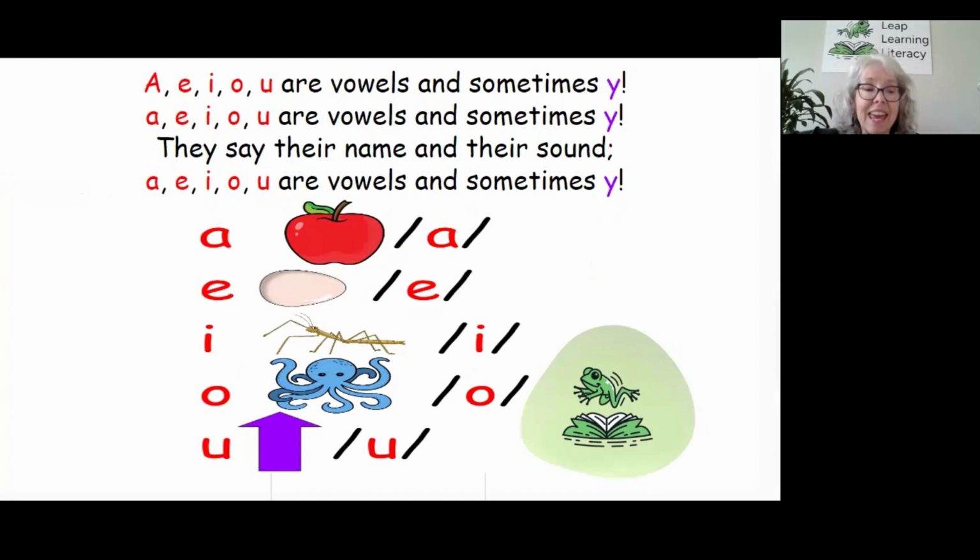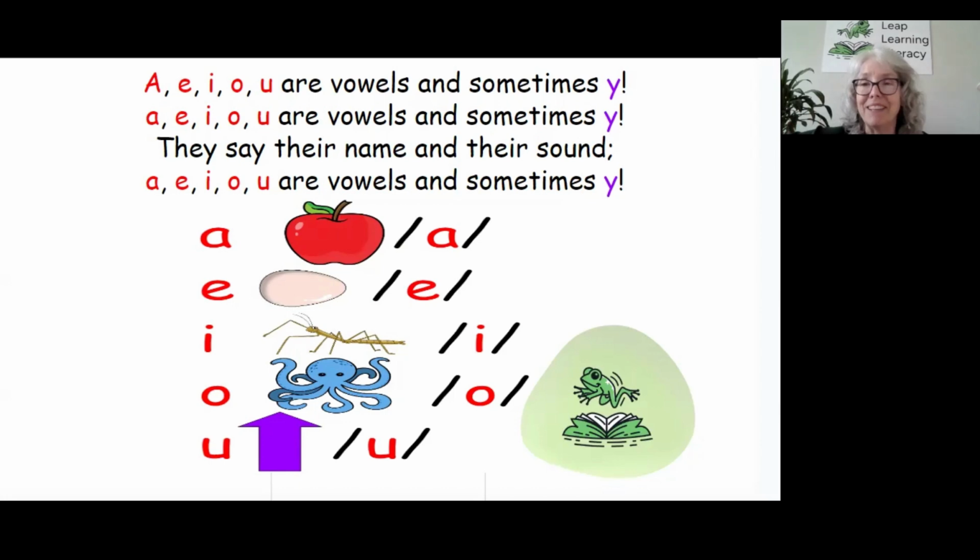A, E, I, O, U are vowels and sometimes Y. They say their name or their sound. A, E, I, O, U are vowels and sometimes Y.